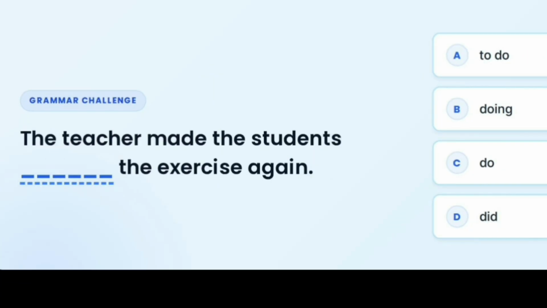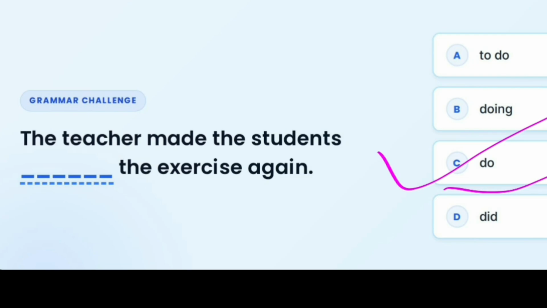Question number 64. The teacher made the students dash the exercise again. A. To do, B. Doing, C. Do, D. Did. Pause the video and challenge yourself, student. The correct answer for question number 64 is choice C, do is right.